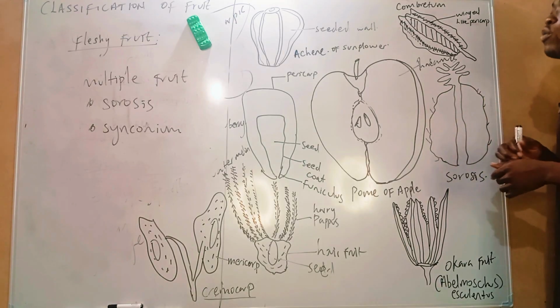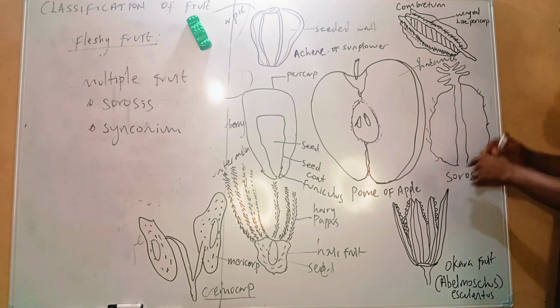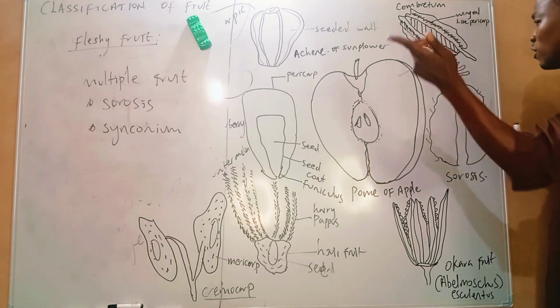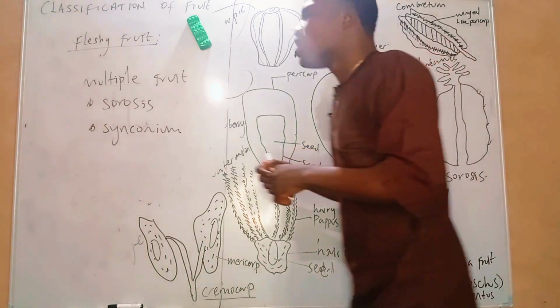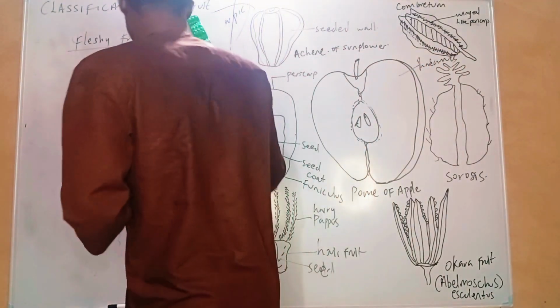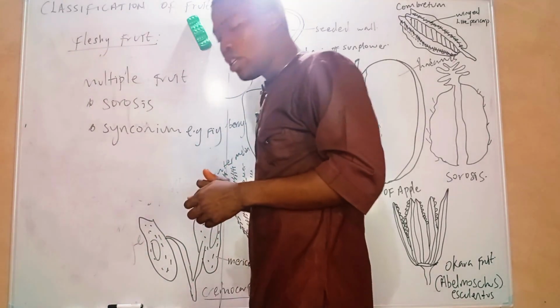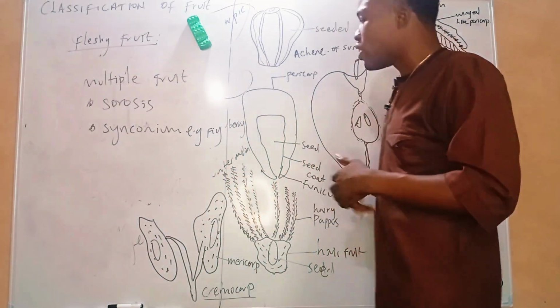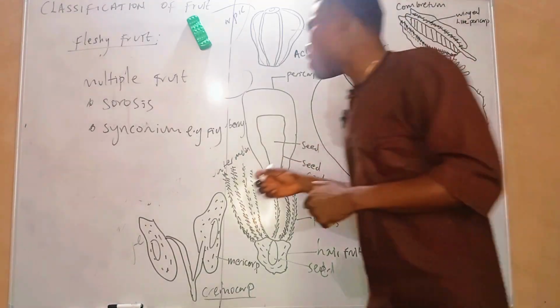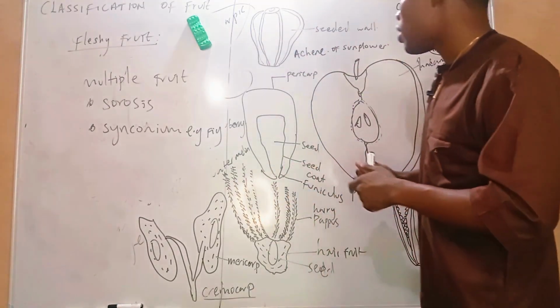Already explained. So that's for psoriasis. Usually, many classify psoriasis as part of fleshy fruit. Now, what about the synconium? An example of synconium is the fig, Ficus monocarpa. That's the botanical name.